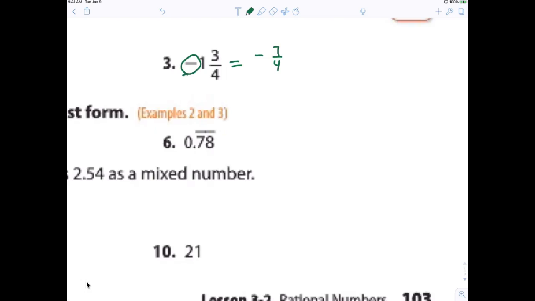Will there ever be a scenario where the denominator will change? No. Unless you reduce the fraction. All right? That was a good question. Thank you. Very good. All right. You good? Come on now.